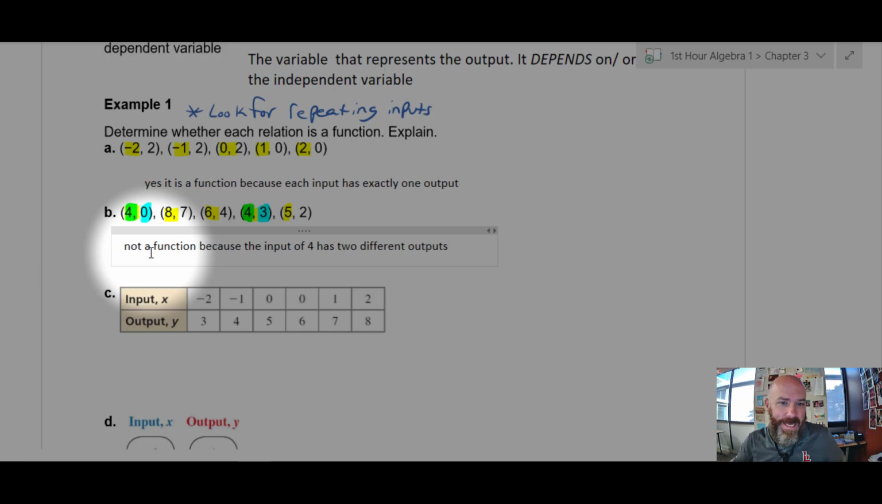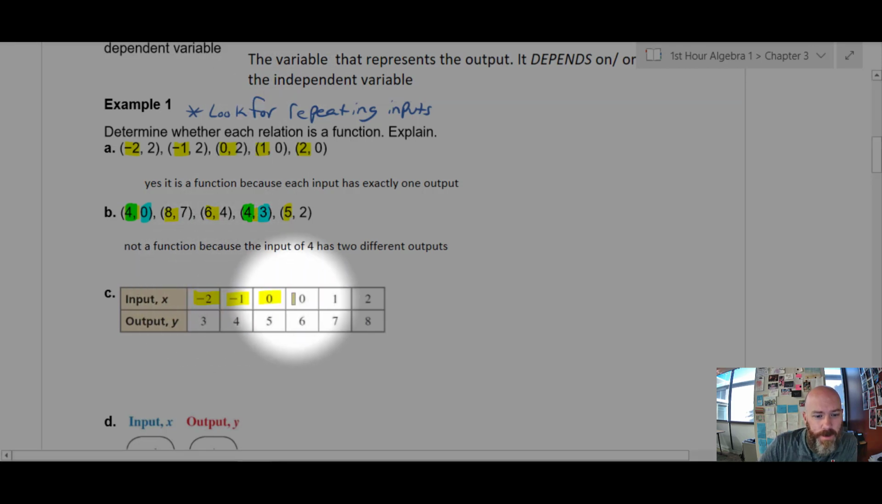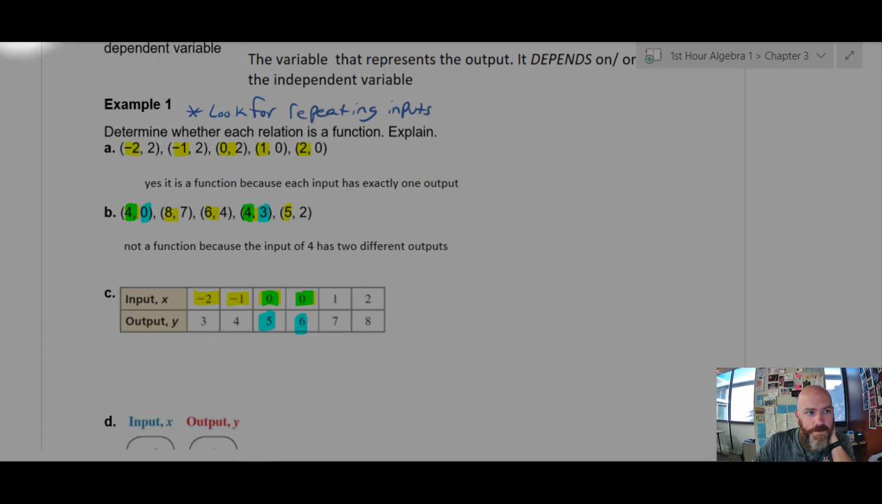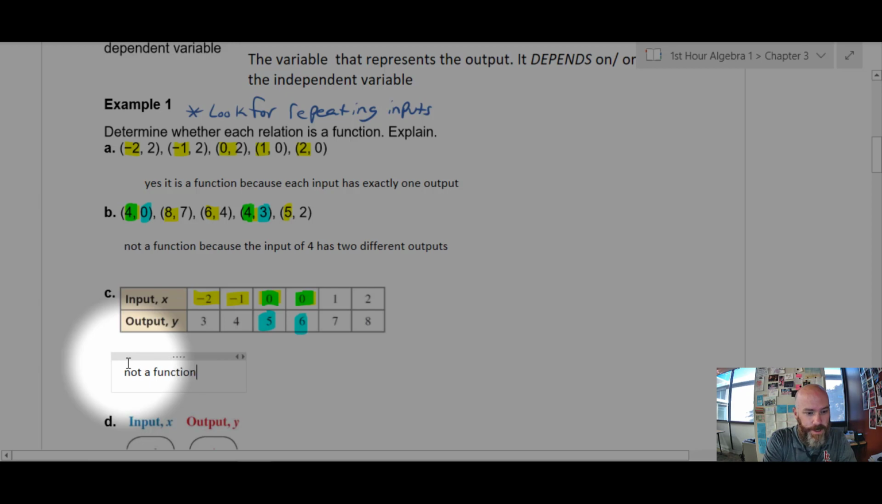We can do the same thing with a table. Look at our inputs, look at our outputs. So let's see, I have -2, -1, 0, 0. Whoa, I have 2 zeros. So right there I can stop and look at their outputs. One has a 5 and one has a 6, which means not a function because the input of 0 has two different outputs.